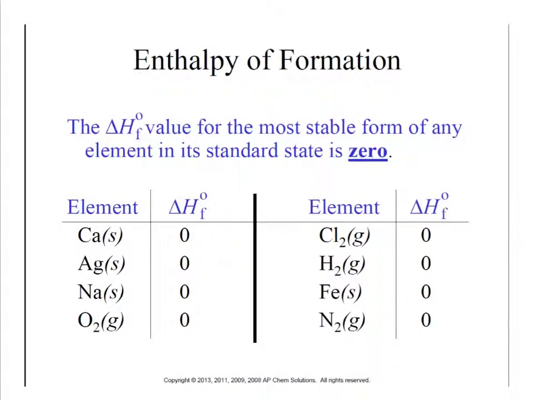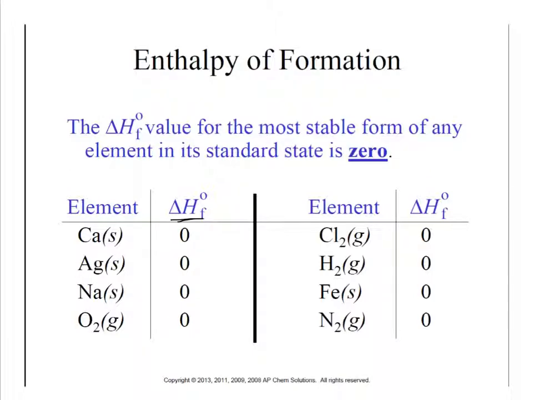What we say is the most basic or most stable form of any element is its standard state, and so that would be 0. Like calcium, silver, sodium, all three are solids at room temperature, 25 degrees Celsius, 1 atmosphere. They're the most stable forms, and so their enthalpy of formation is going to be 0. Oxygen, even though this is O2, is the most stable form of oxygen. You won't find oxygen by itself naturally, and you won't find it as O3 naturally. O2 is its most natural form, gaseous at 25 degrees Celsius, so it's 0.